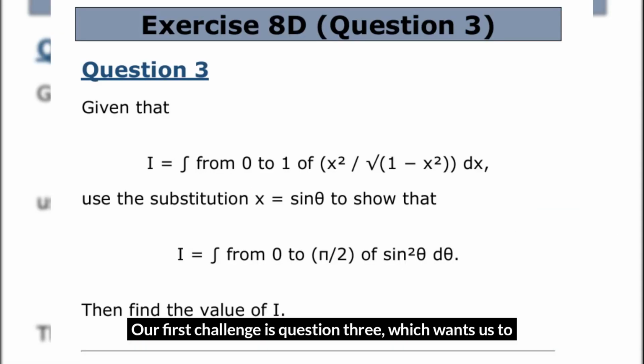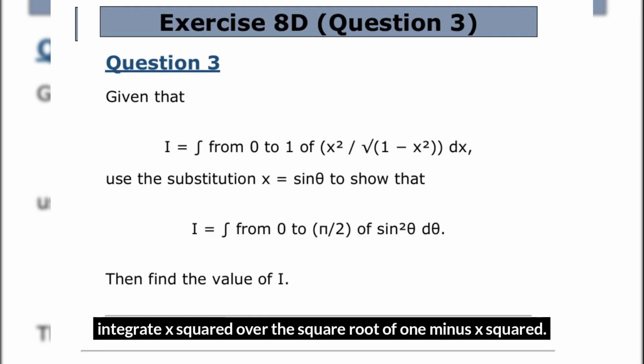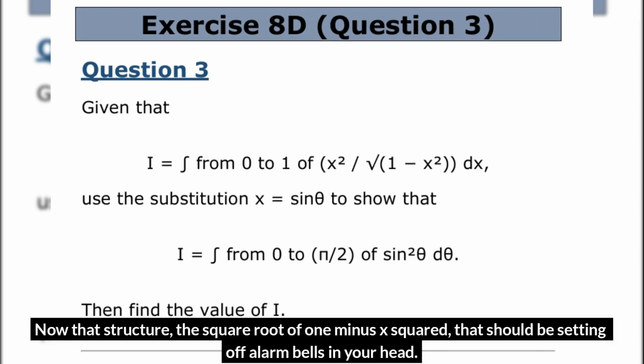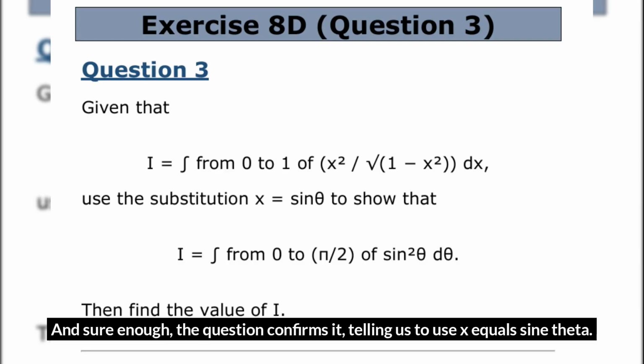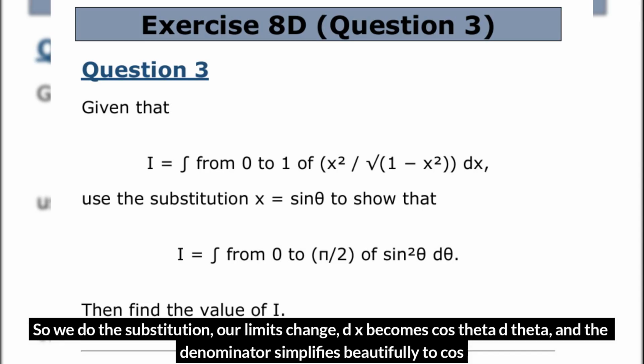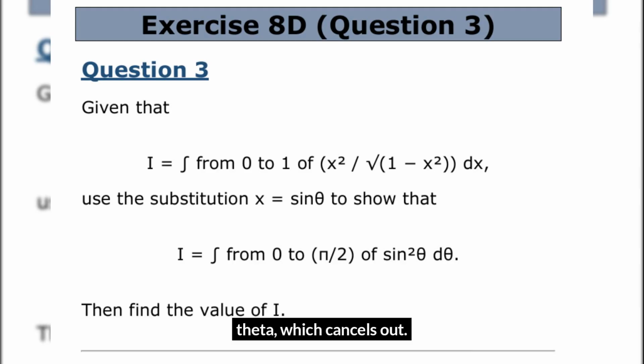Our first challenge is question 3, which wants us to integrate x squared over the square root of 1 minus x squared. Now, that structure, the square root of 1 minus x squared, that should be setting off alarm bells in your head. It's a massive clue, a classic sign that we need a trigonometric substitution. And sure enough, the question confirms it, telling us to use x equals sine theta. So we do the substitution. Our limits change, dx becomes cos theta d theta, and the denominator simplifies beautifully to cos theta, which cancels out.